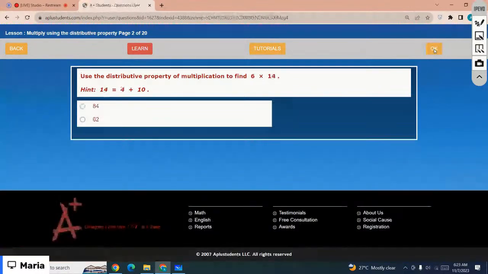Okay, the next one is use the distributive property of multiplying 6 times 14. And you are given the hint, you have to do 4 times 10.